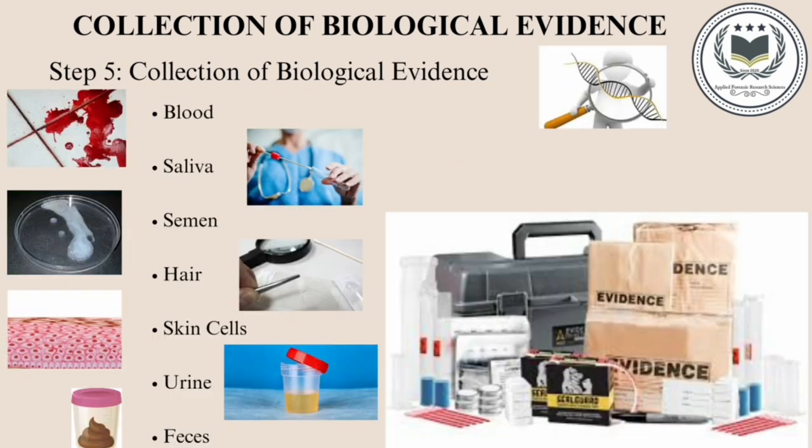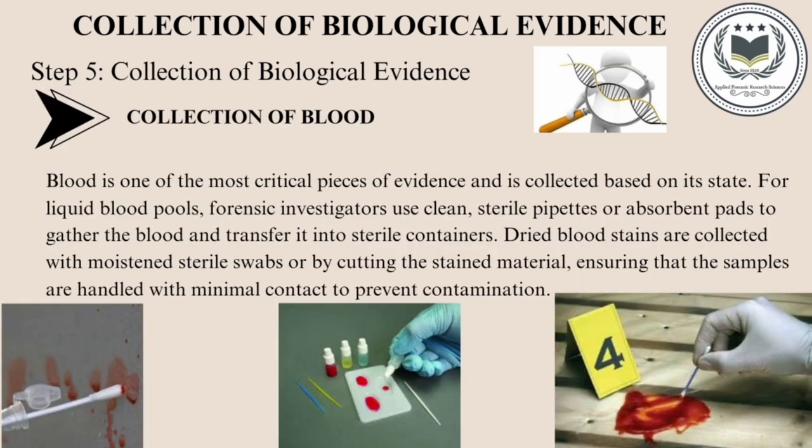Now, the fifth step is collection of biological evidences. We already know the biological evidence: blood, saliva, semen, hair, skin, urine, feces. Collection of biological evidence. First one, collection of blood. We are not supposed to consider every red pigment fluid as blood. We need to test each of them.